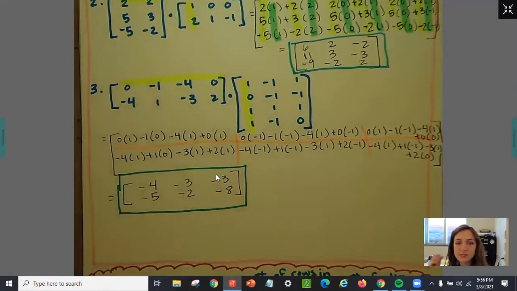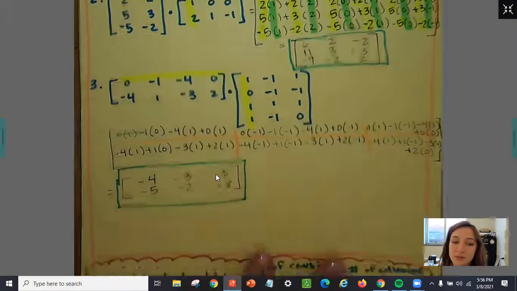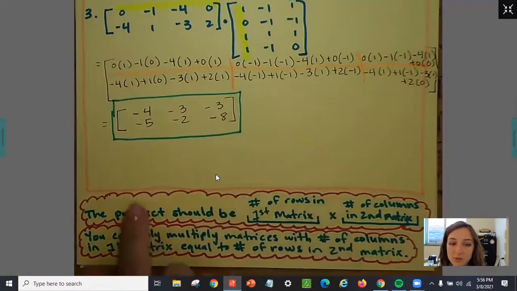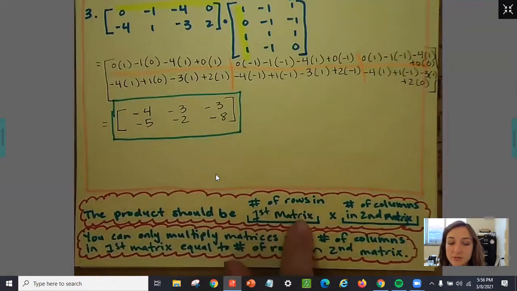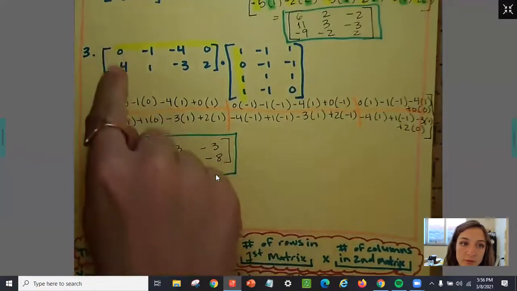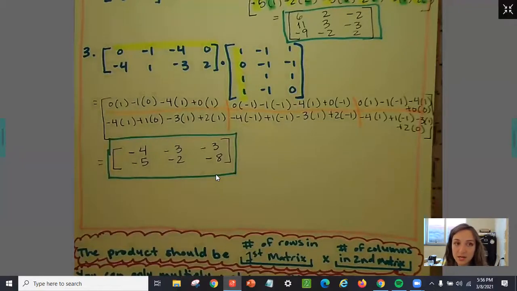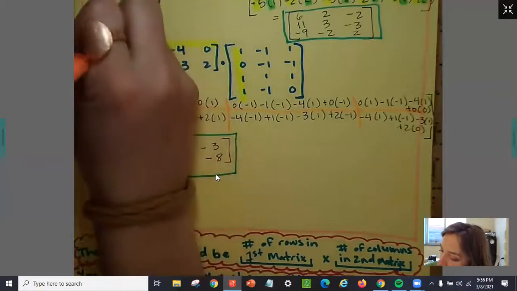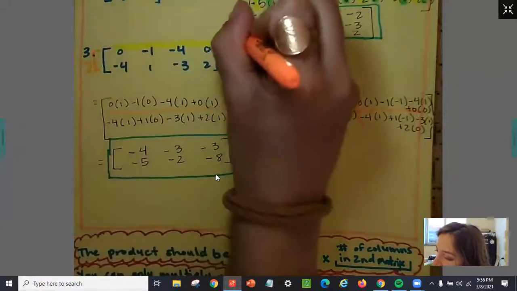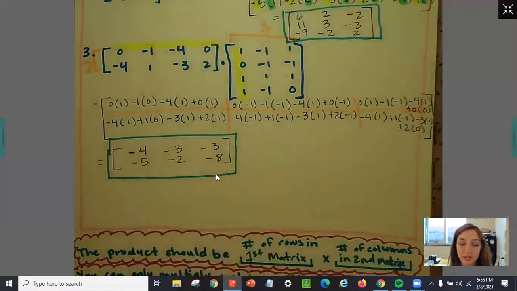There's one more thing that I want to say about matrix multiplication, and that's that the number of columns needs to equal the number of rows in the second matrix in order for it to happen. So the product should be the number of rows in the first matrix by the number of columns. So the number of rows, 1, 2, by 3. Okay, so this was a 2 by 3 matrix. And you can see that the resultant was 2 by 3 there.